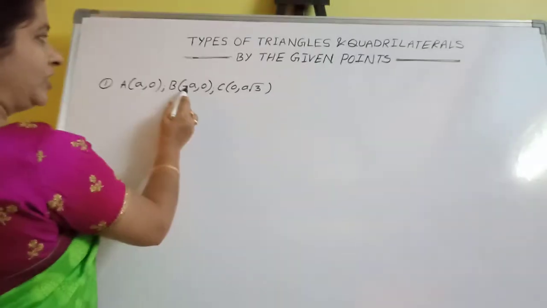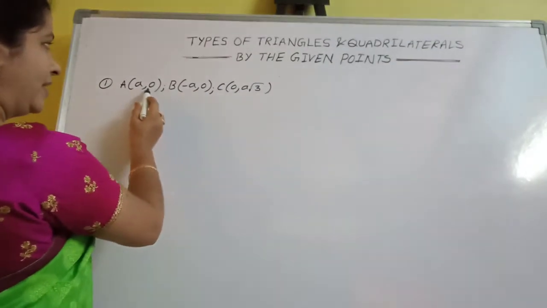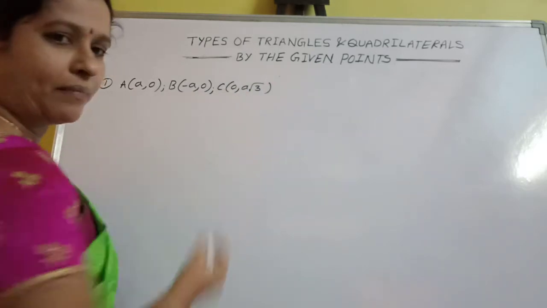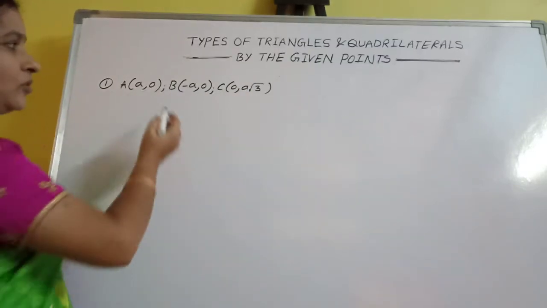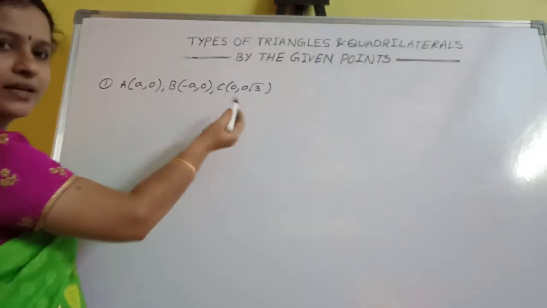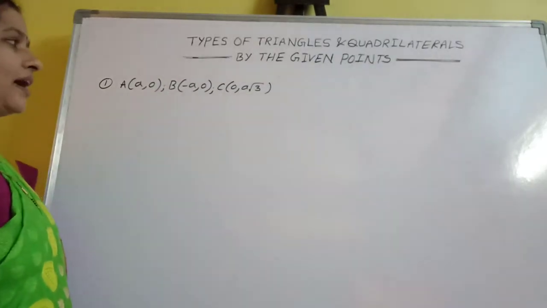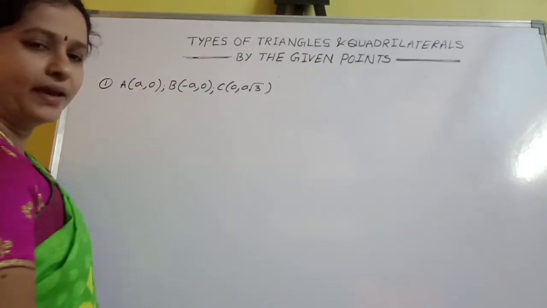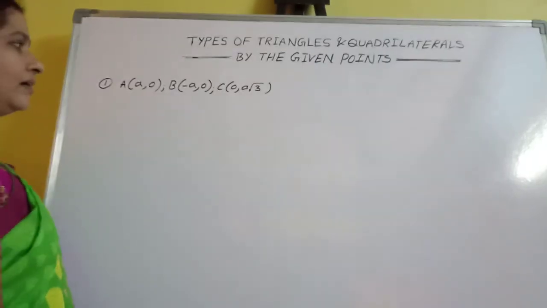Here the given 3 points are: A (a, 0), B (-a, 0), and C (0, a√3). Show that these 3 points make an equilateral triangle.